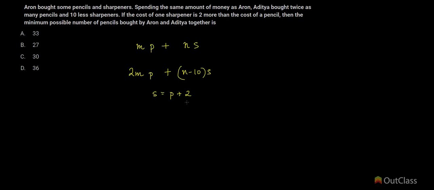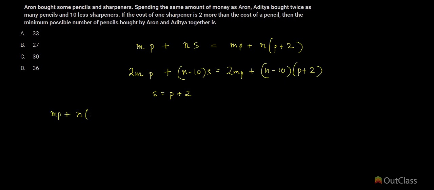So let's substitute S is equal to P plus 2. Okay, it's not 3 equations. I have to equate these two, so it's essentially 2 equations. S is equal to P plus 2 is something that I'm going to substitute here. So I'll get MP plus N into P plus 2, and the second is 2MP plus N minus 10 into P plus 2. We know that MP plus N into P plus 2 is equal to 2MP plus N minus 10 into P plus 2.